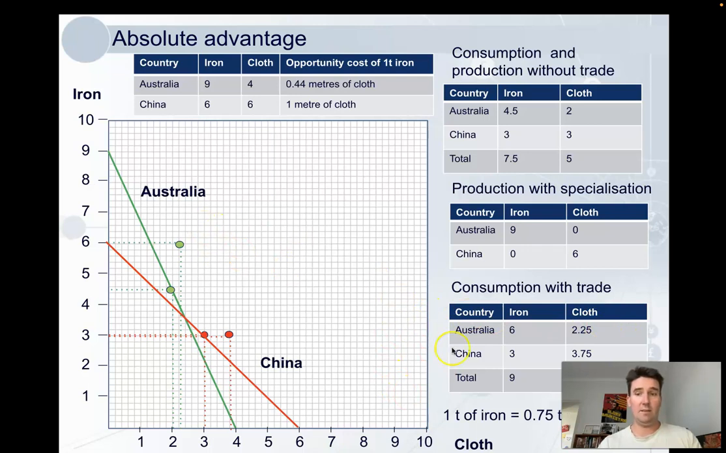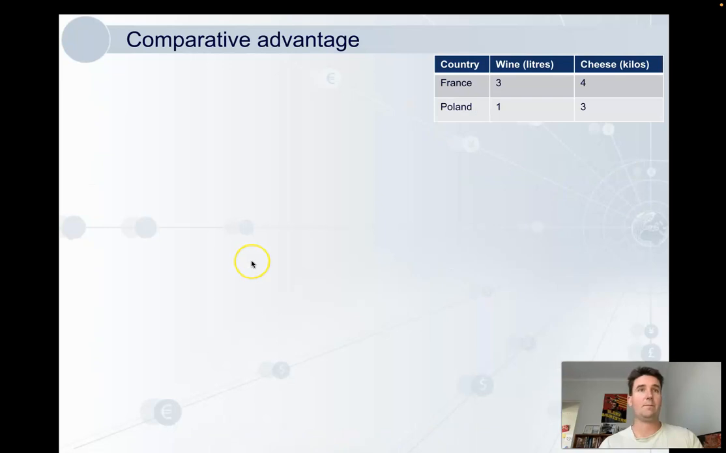This is reflected in the total consumption. Look, they're producing more than they were before, and each country is now operating outside of its own PPC. This is something that's not possible without trade.